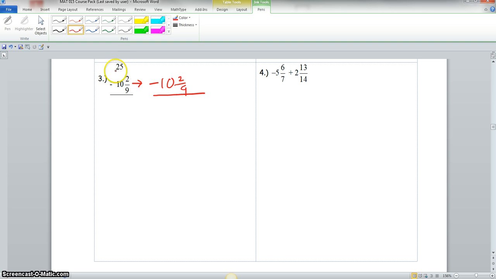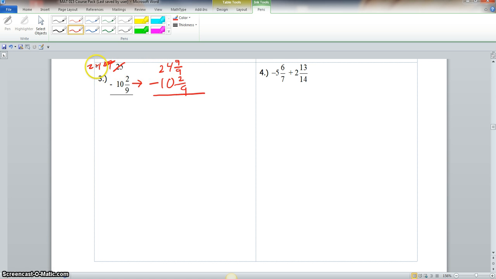Now, what we're going to do is borrow 1 from this 25 and make it 24. So that 25 would become 24. And the one that we borrow, we would do this. Always look at your denominator in the other fraction. Whatever that denominator is, your numerator and denominator would be the one that you borrowed.